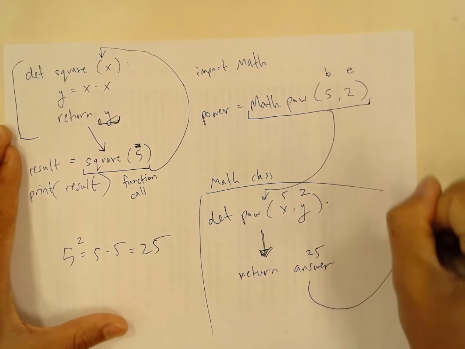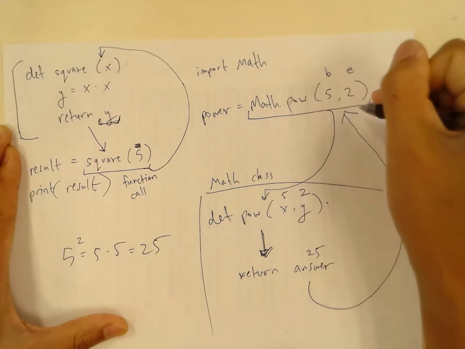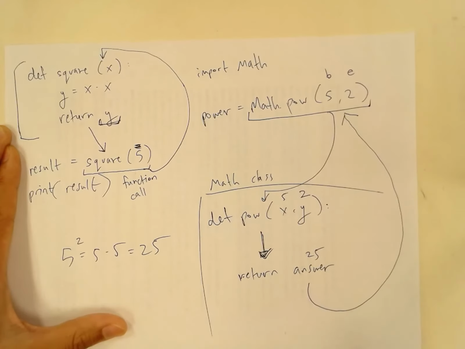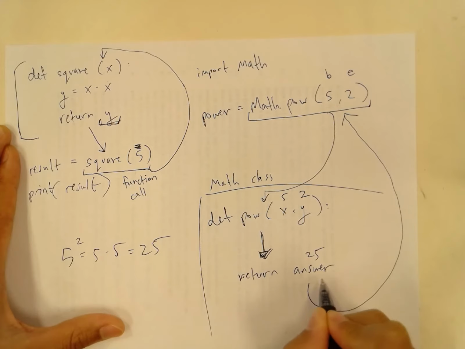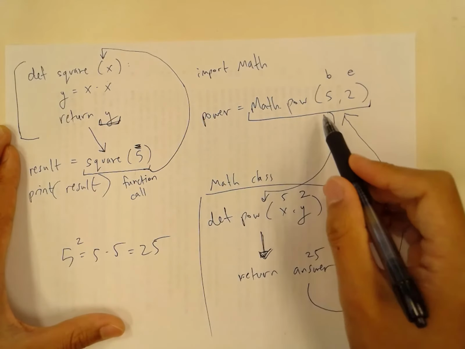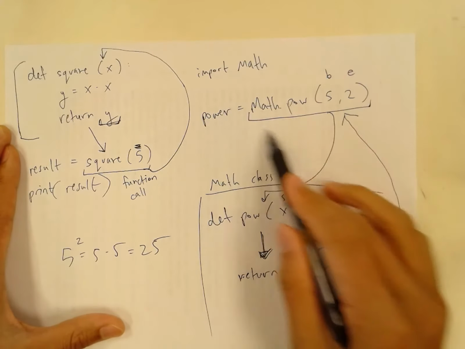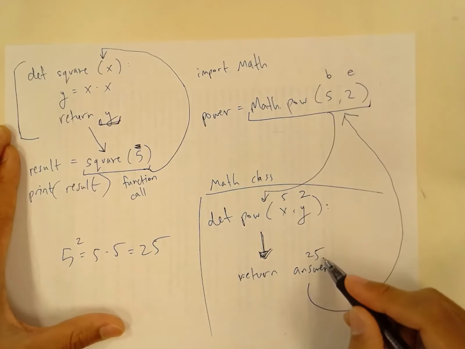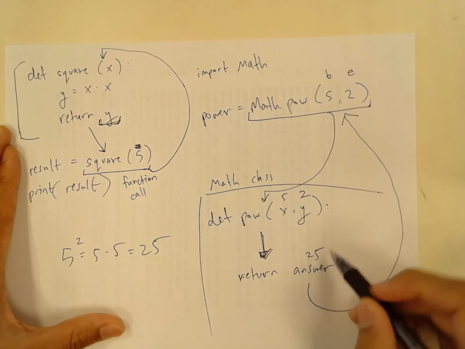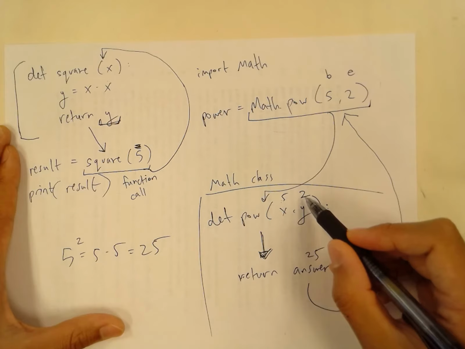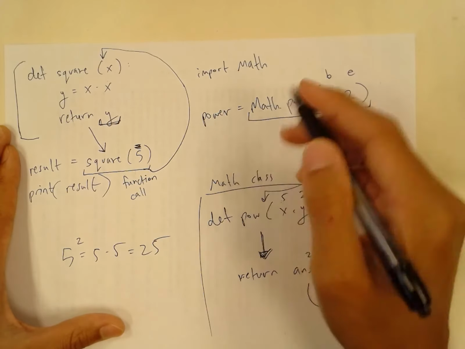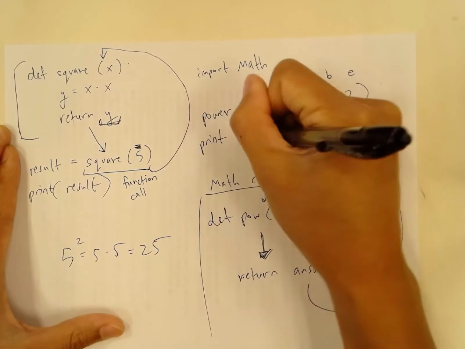So here we're going to come on back to where the function was called. The function call is going to be replaced with the contents of the variable answer. So power is going to equal 25, because this whole expression is now replaced with the number 25, right? Which is the answer of 5 to the power of 2. And power is equal to 25, and we could print power.